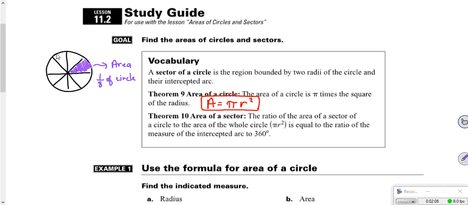We're talking about a ratio. So we would take whatever that arc measure is, that central angle, over 360 times the area of the whole circle. That would give us the area of our sector. So again, it's all based on ratios. Let me just point out, again, it's equal to the ratio of the measure of the intercepted arc to 360.